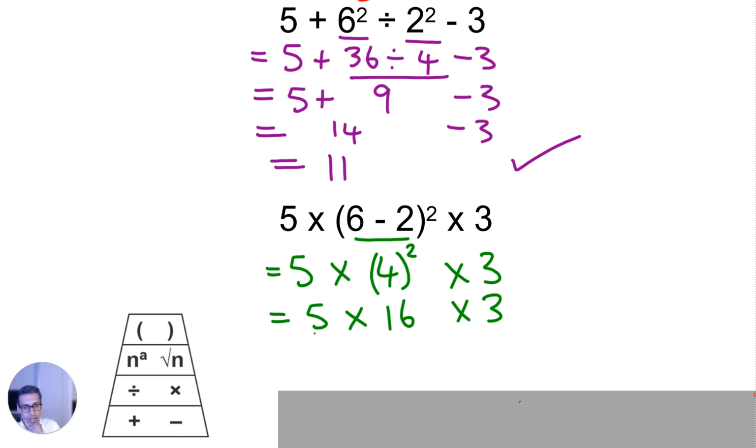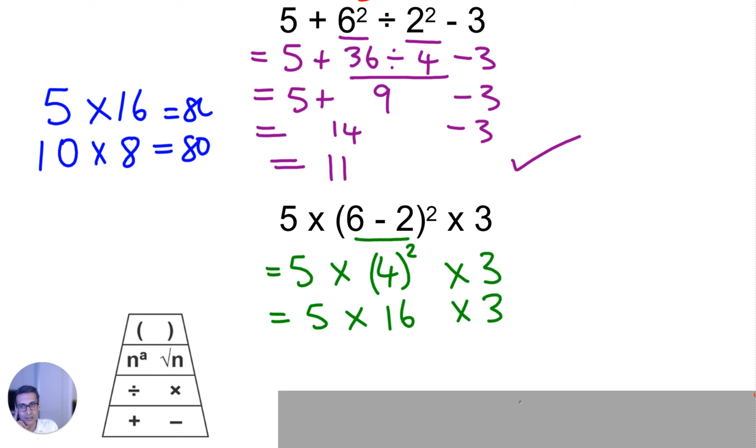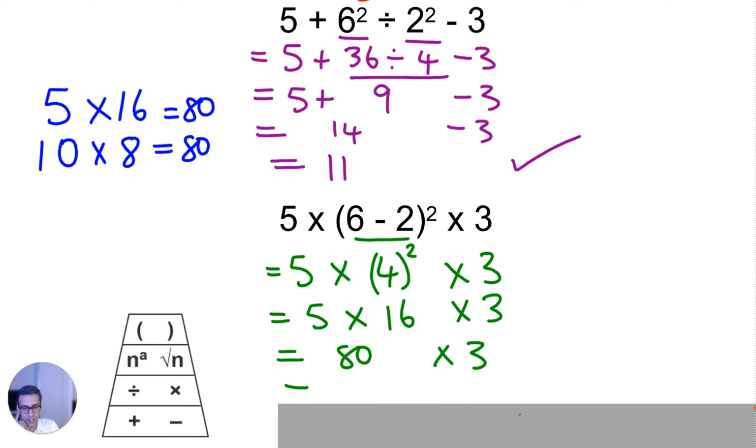Now I just want to show you how we can do 5 times 16. We'll just do this on the side here. I'm going to use a little bit of a shortcut: I'm going to double this to 10, and I'm going to half this to 8. So 5 times 16 is the same as 10 times 8. They're both going to be 80. So this is going to be 80 times 3. That's a bit easier to do. So 80 times 3 is 240.